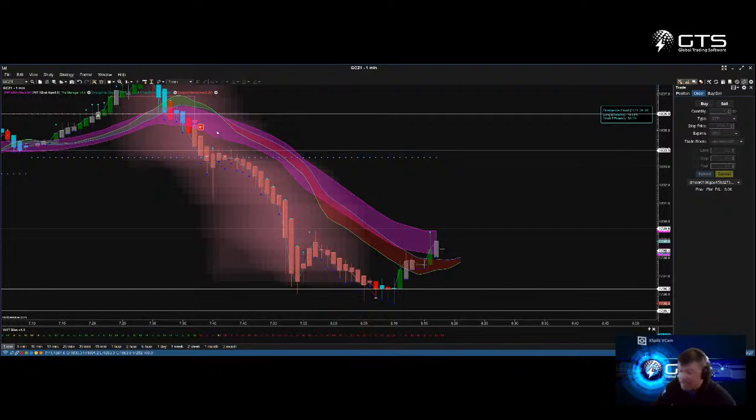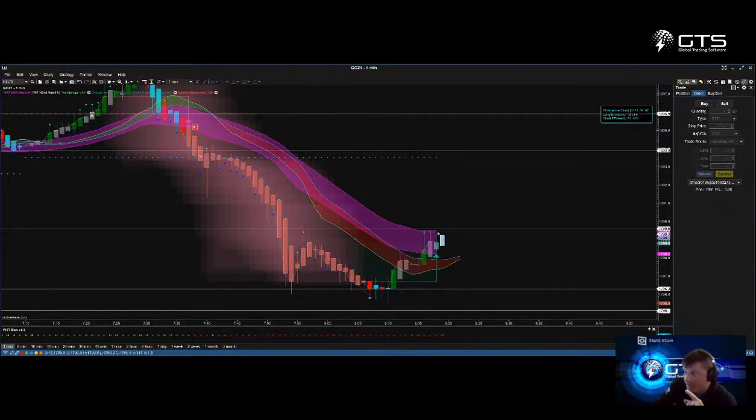Now, does that mean that it's not going to turn around and go back down in the same direction? No, it doesn't. But this system is designed to maximize your profits and minimize your losses. More often than not, if it breaks the top of this cloud, that means it's not going to go in the direction that we want it to, or at least not as strongly as we want. Keeping that in mind, we're waiting on this to pop the top of this cloud right here.